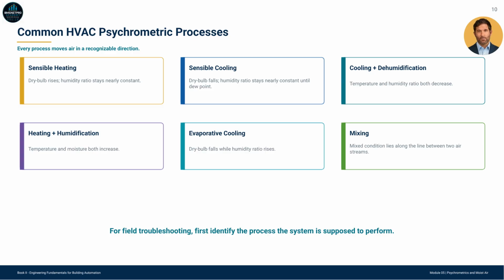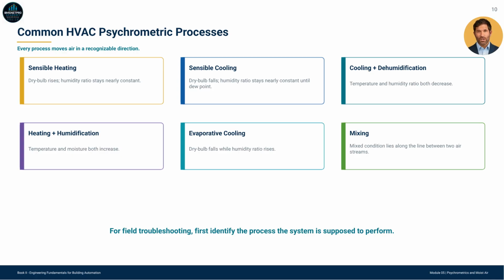Every common HVAC process moves air in a recognizable direction. Sensible heating raises dry bulb temperature while humidity ratio stays nearly constant. Sensible cooling lowers dry bulb temperature until the air reaches the dew point. Once the coil surface is cold enough and moisture begins to condense, the process becomes cooling and dehumidification. Humidification adds moisture. Evaporative cooling lowers dry bulb temperature while increasing humidity ratio.